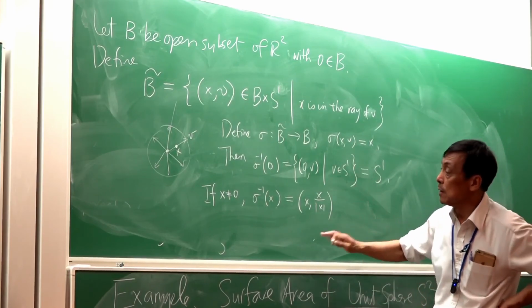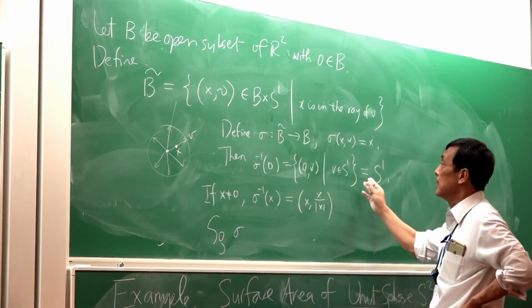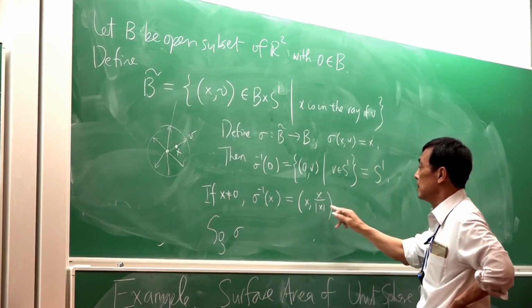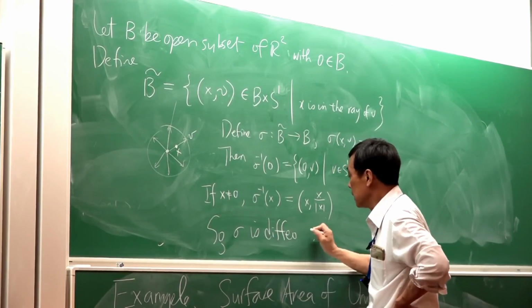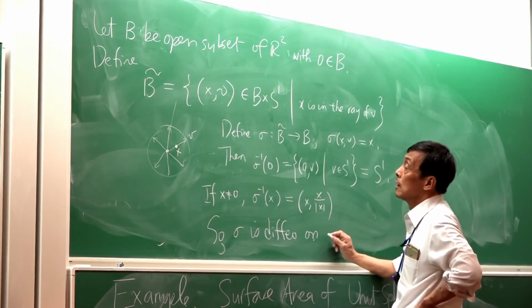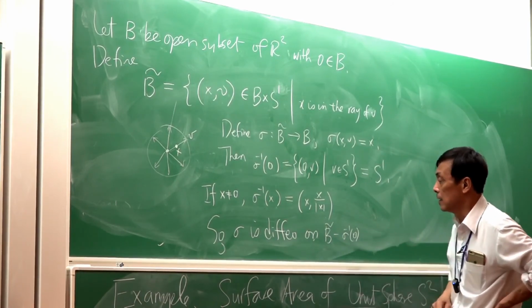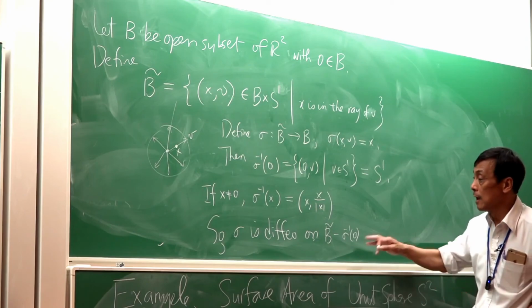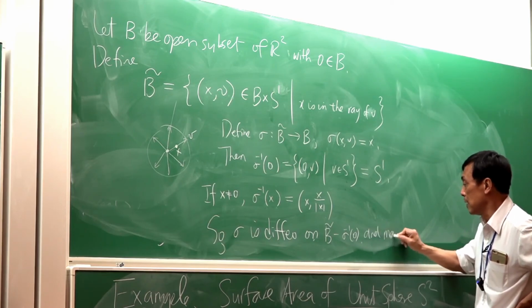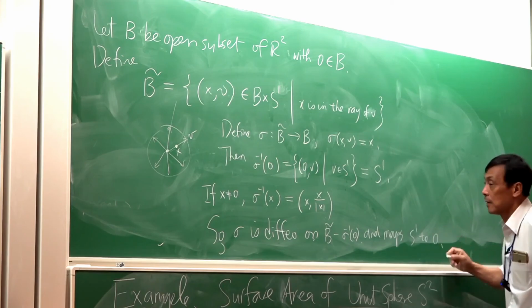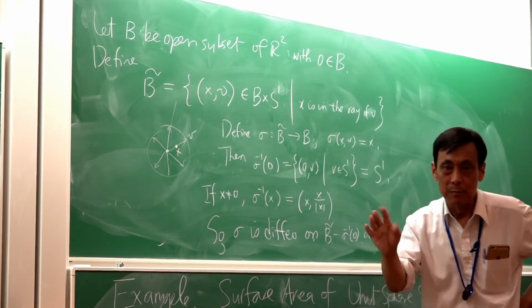So this sigma has an inverse. Sigma is a diffeomorphism on B tilde minus that circle. And it maps S1 to 0. So this is the blow up. Okay, I'm going to stop here. A little bit over.